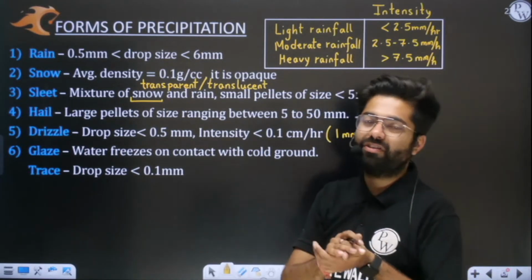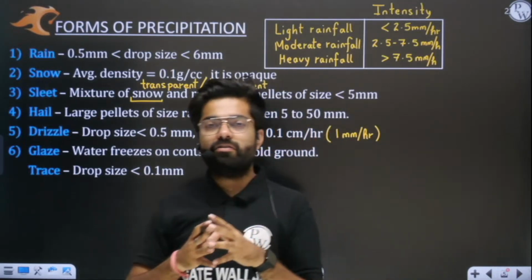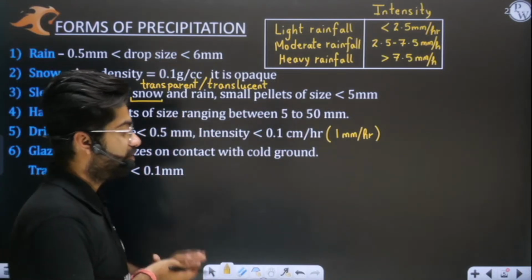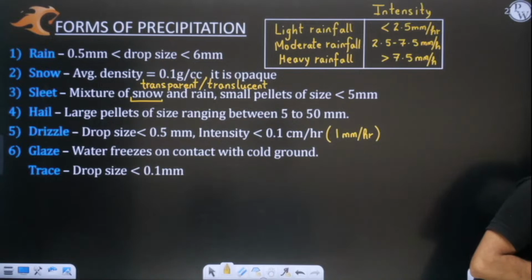If intensity is less than 2.5 mm per hour, it is light rainfall. If it ranges between 2.5 to 7.5 mm per hour, it is moderate rainfall. If it is greater than 7.5 mm per hour, it is heavy rainfall. I hope you remember this classification. Then we discussed snow.